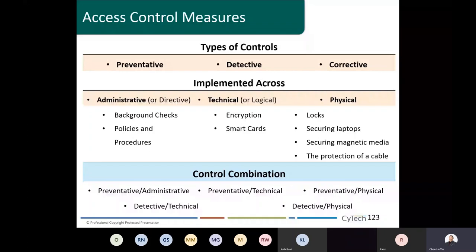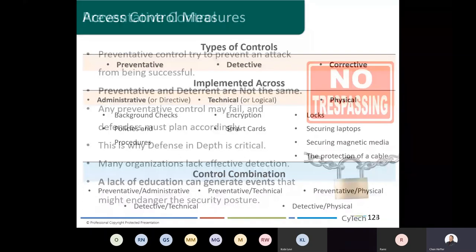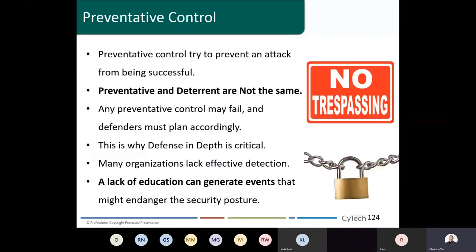Now, let's look at the three families of controls. The preventive control means that, for example, we put up a fence to stop unwanted personnel from passing through and getting into an area which is a restricted area. But a preventive control, such as having a fence, is not a deterrent control, because a preventive control is there to actually prevent someone from doing something, while a deterrent control works on the psychology of the individual.